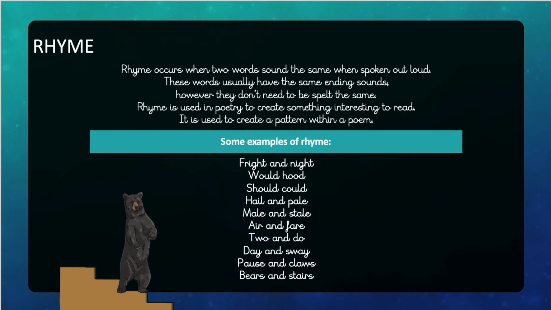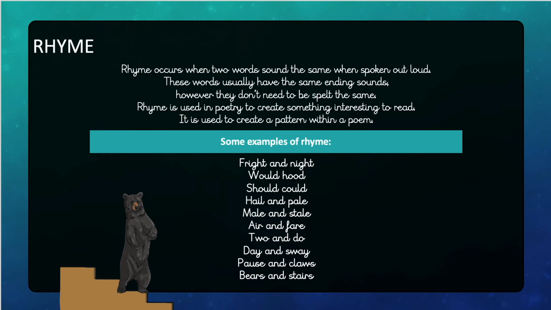Rhyme occurs when two words sound the same when spoken out loud. These words usually have the same ending sounds, however, they don't need to be spelt the same. Rhyme is used in poetry to create something interesting to read. It's used to create a pattern within a poem. Some examples: fright and night, would, hood, should, could, hail, pale, male and stale, air and fair, to and do, day and sway, pause and clause, bears and stairs.